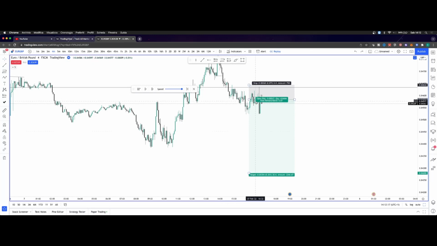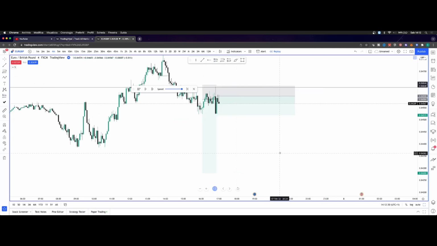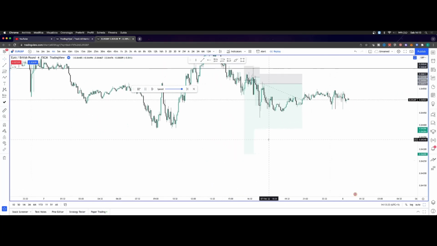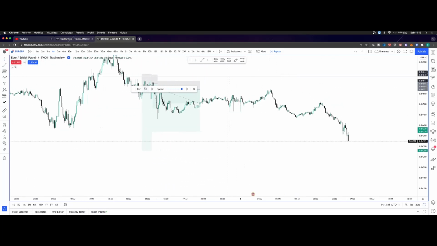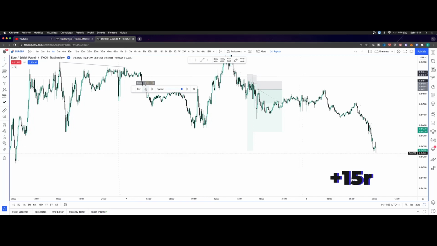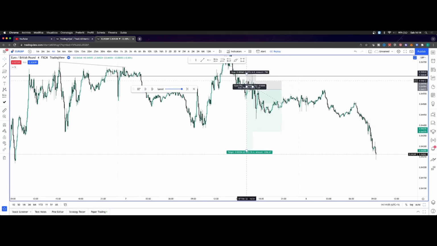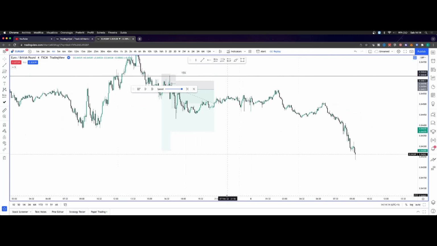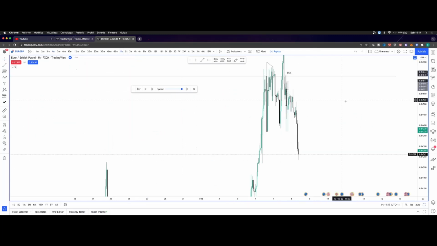Listen, honestly, this could be another entry. Cool. This is close to London session, so TP1 hit, TP2 hit. Now we have this one hit. So we have 5, 10, 15R. So now let's move into the next day.